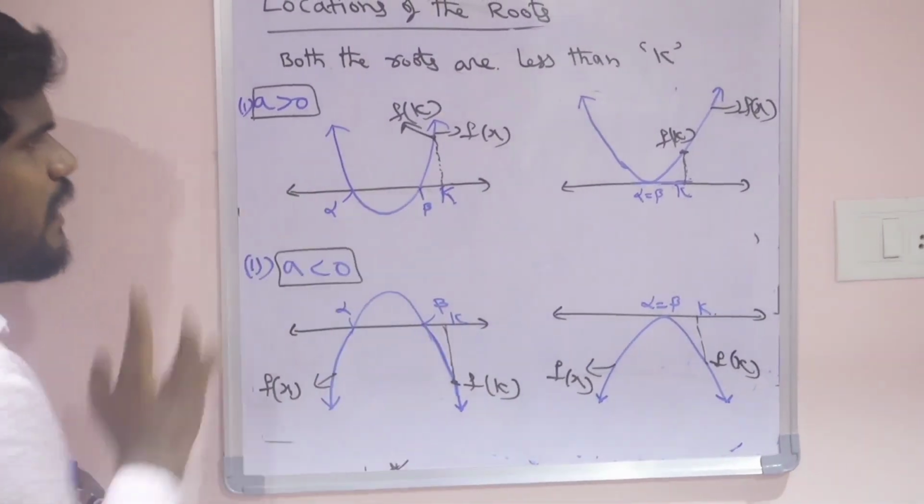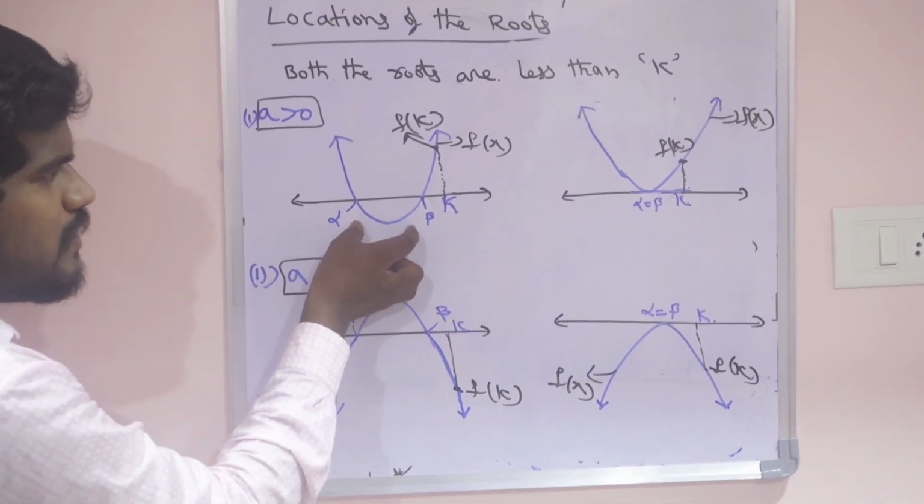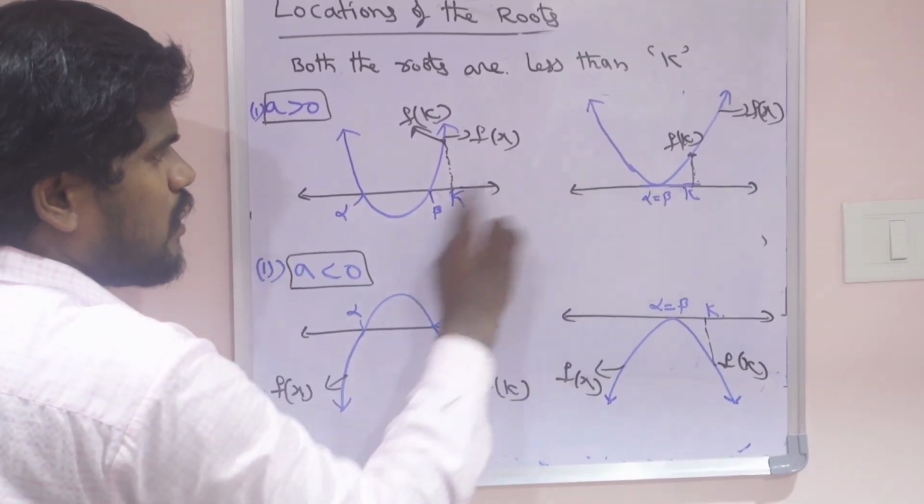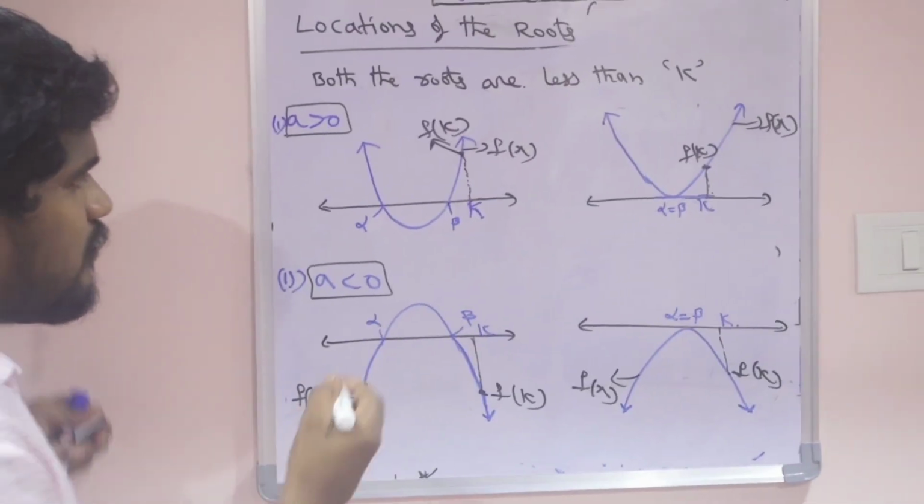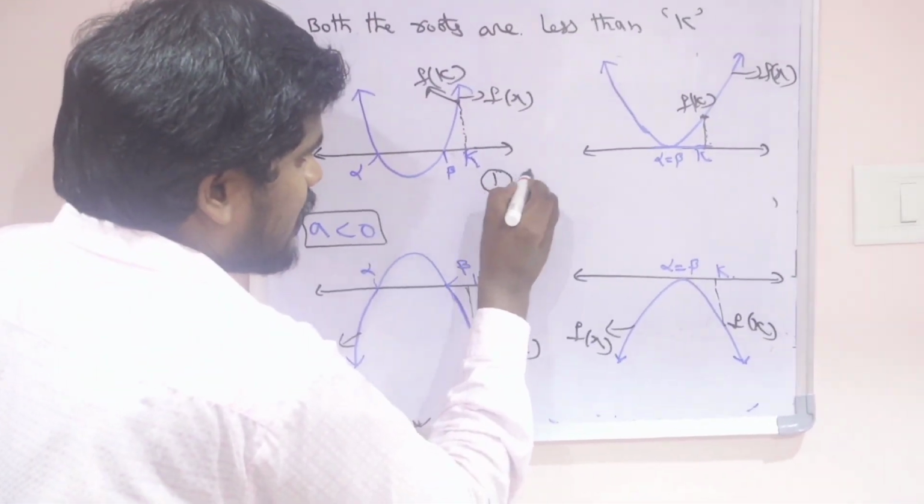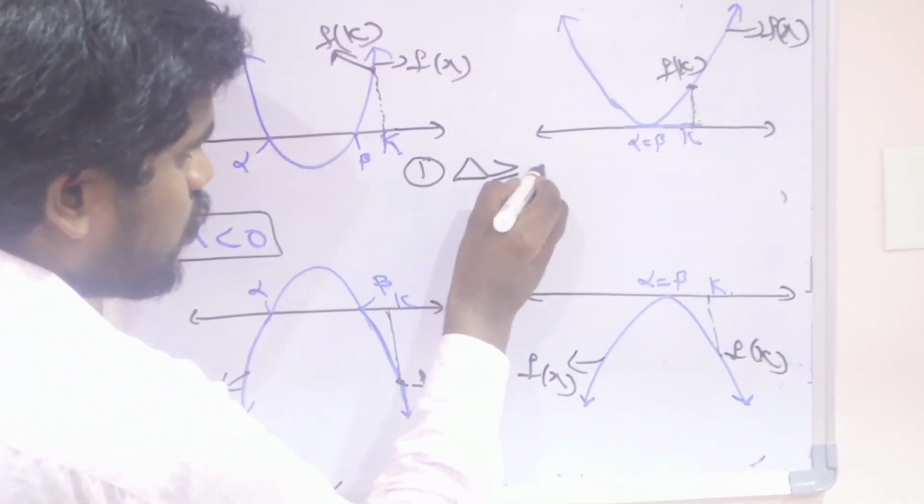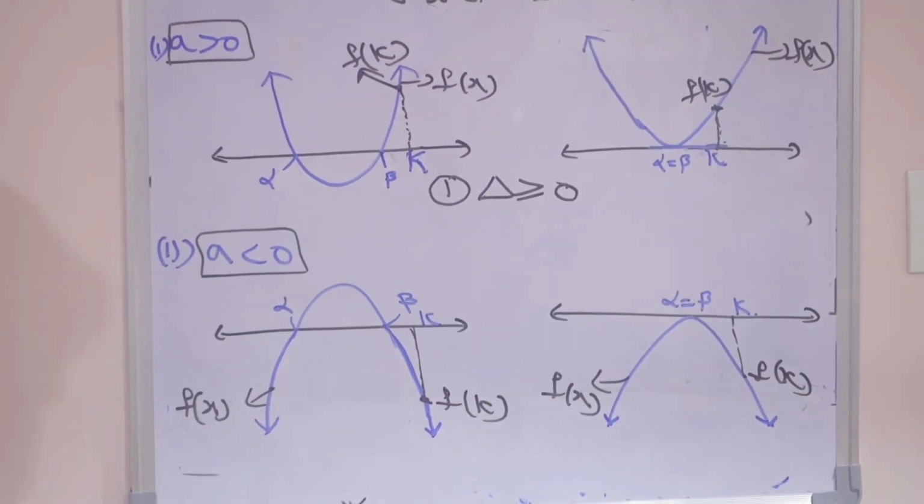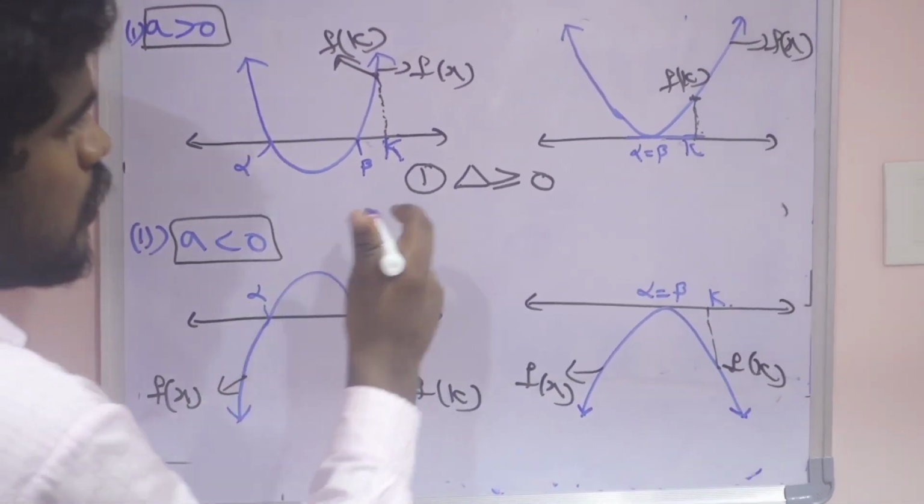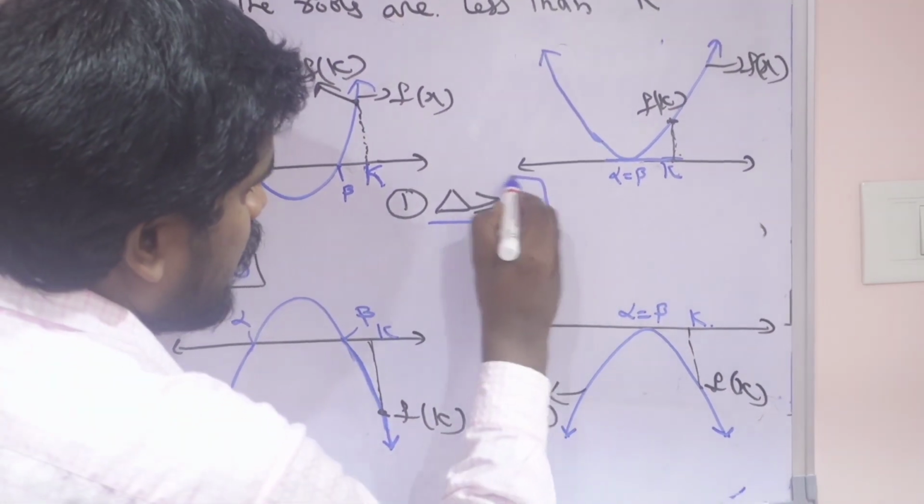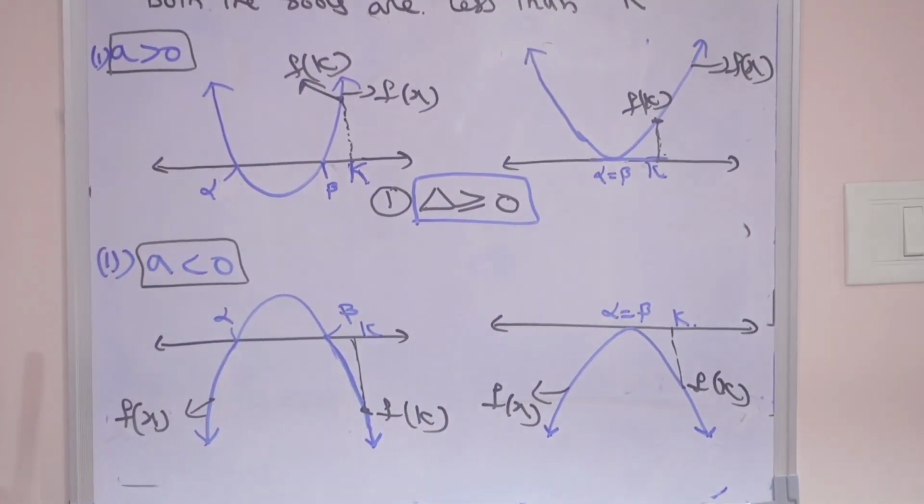From these four diagrams, what you observe: two different roots are there, and the same roots are also possible. So from the conclusion, what will we say about delta? Delta is greater than or equal to 0, the first case. This is an important case: delta is greater than or equal to 0.